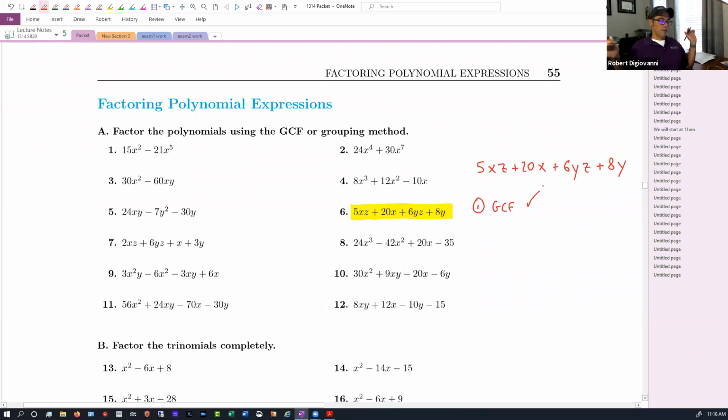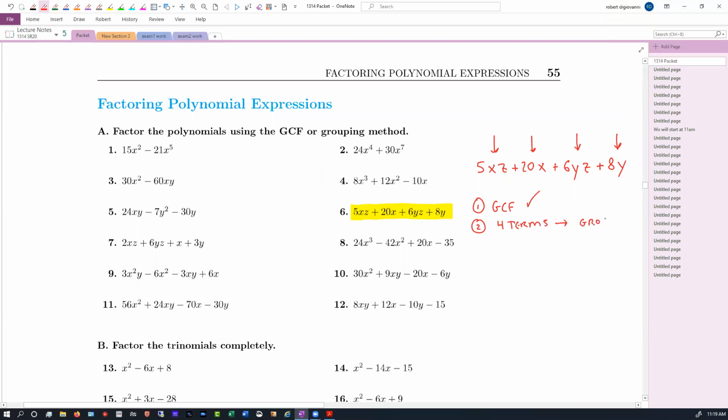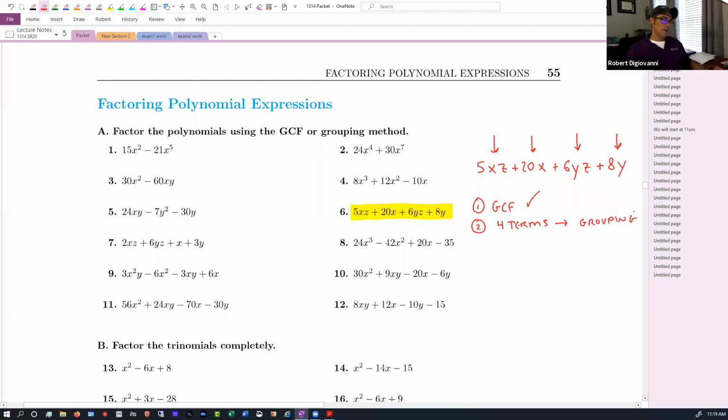All right. So what's step 2? Step 2 is to count the terms. So we have 1 term, 2 terms, 3 terms, 4 terms. So for step 2, we have 4 terms. And what does that mean we have to use? Grouping, right? That's the technique that we're going to use for this. Okay, so how does grouping work?